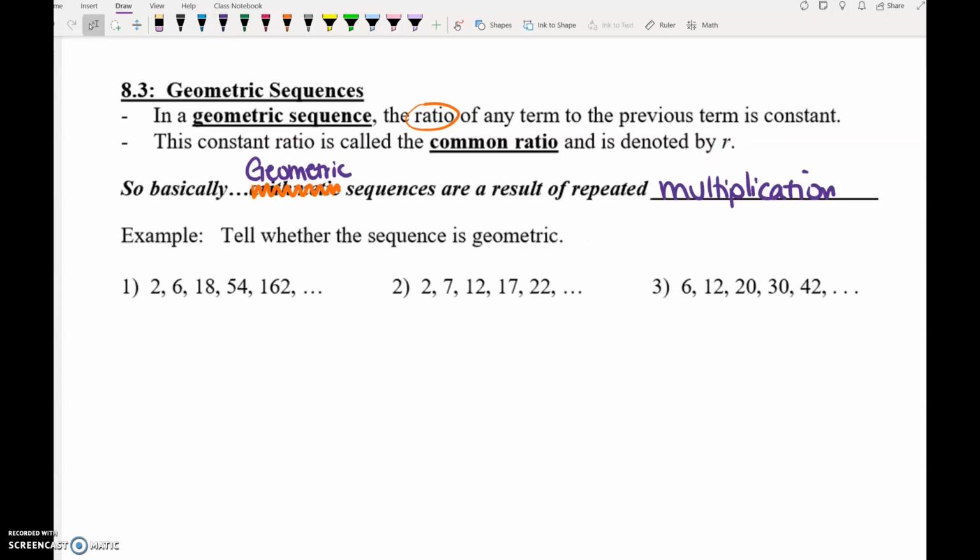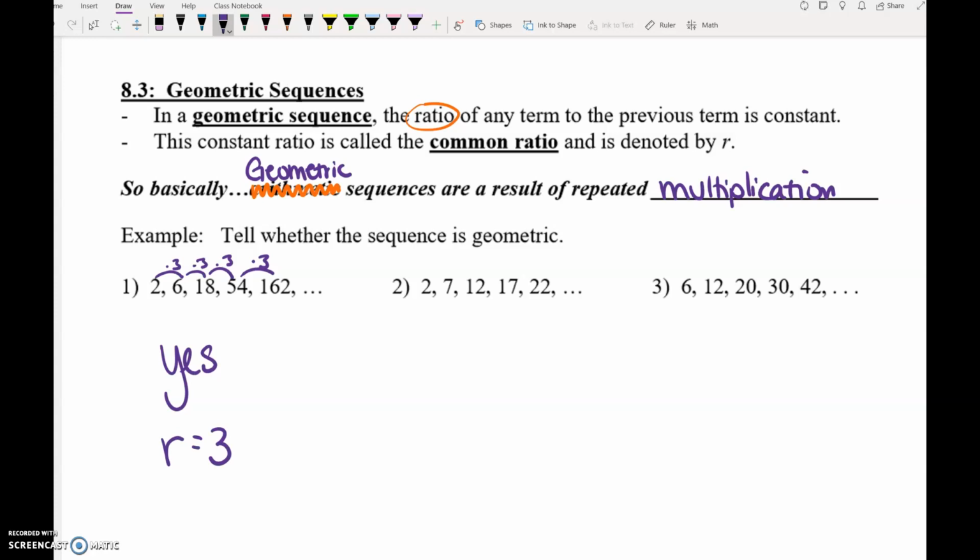In these examples, we need to decide if these sequences are geometric. So, are we multiplying by the same number? From 2 to 6 is times 3, times 3, times 3, and times 3. If you don't know that 54 times 3 is 162, that's fine. That's what we have calculators for. So this one is geometric, and our reasoning is that our common ratio is 3.